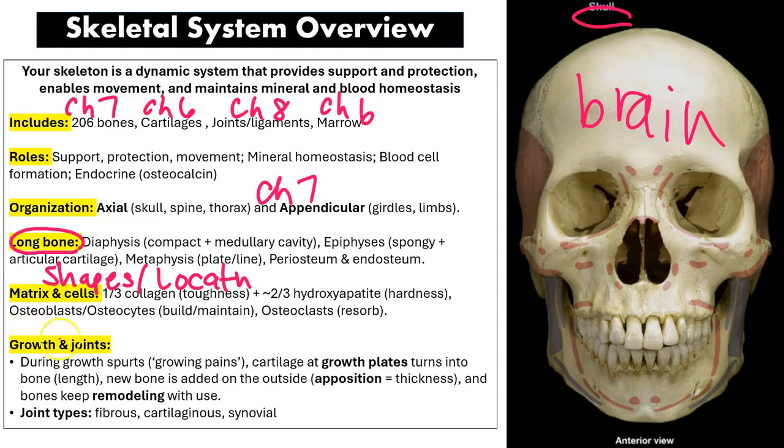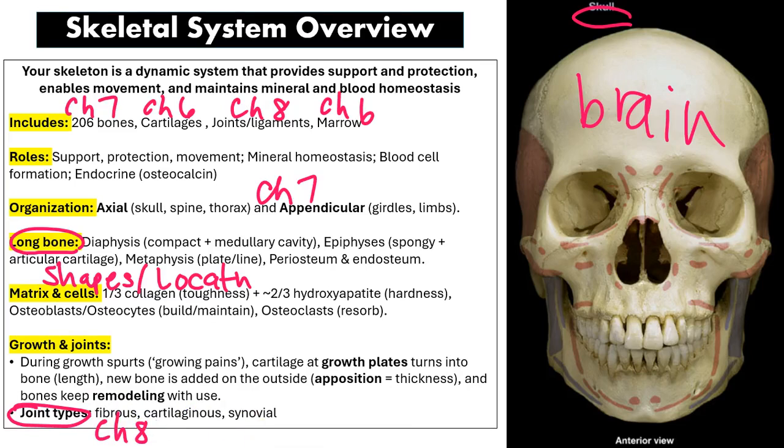And then finally, we will get a little bit of time to talk about growth in joints. Not as much. That's not going to be our main focus. When we get to joint types in chapter 8, yes, we'll have more information about the different types of joints between bone, like fibrous, cartilaginous, and synovial.